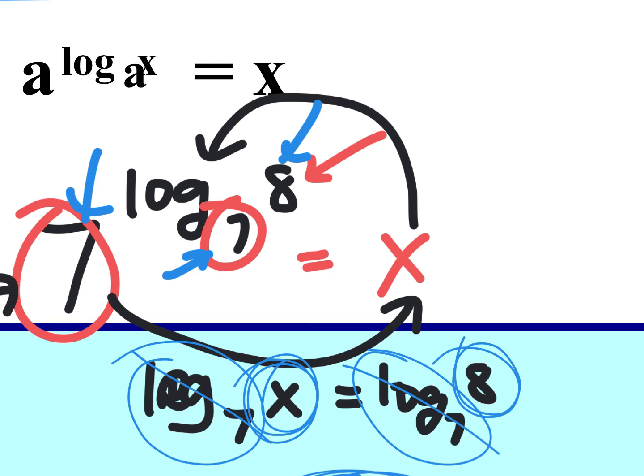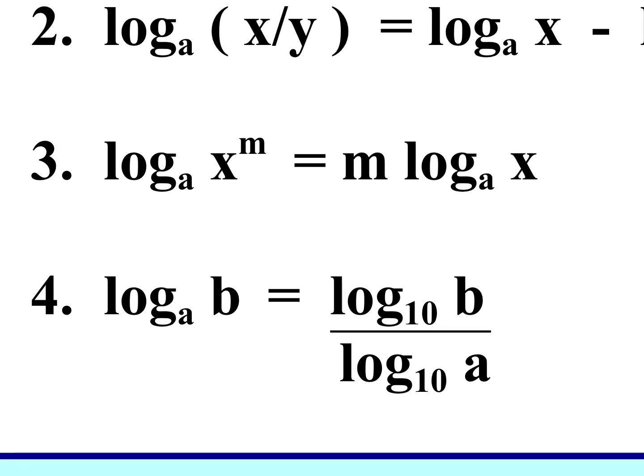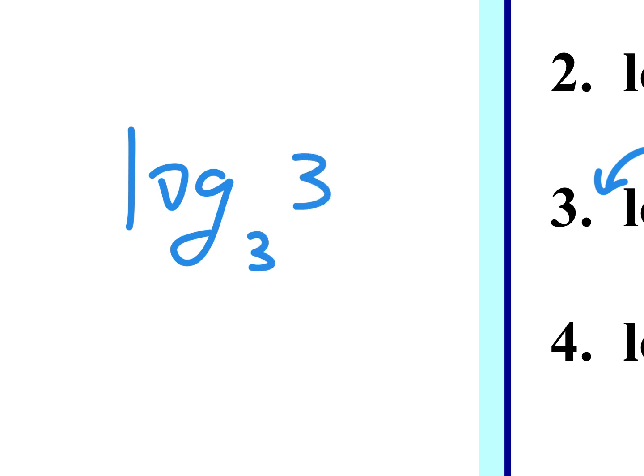Okay, so next one I got to talk about briefly is this one. What does this one tell you about where you could put that m? You can put it in front. Look, they put it in front. Let me explain why. I think once you see this one, you will get it. Log base 3 of 3 to the 4th. I think we all by now know that the answer to this is 4. Do you agree with that?